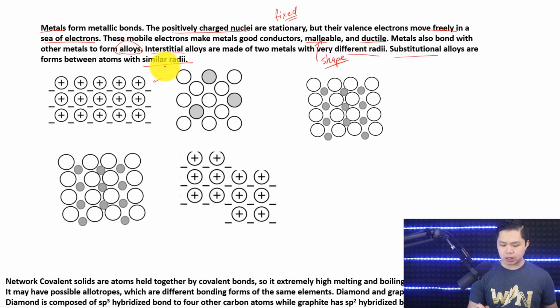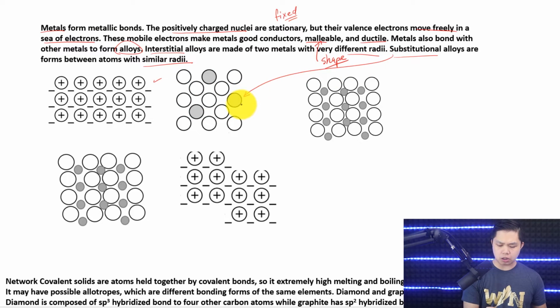Let's look at an example. This right here would be what? See how the radii are about the same? So this right here is substitutional. And right here, look at the radii. This one's small, this one is large, and this one is interstitial right there. So before you even look at the picture, look at the trend for atomic size to determine if it's going to be interstitial or substitutional, okay?